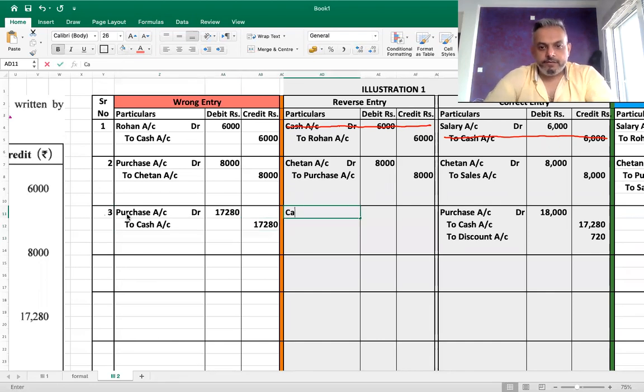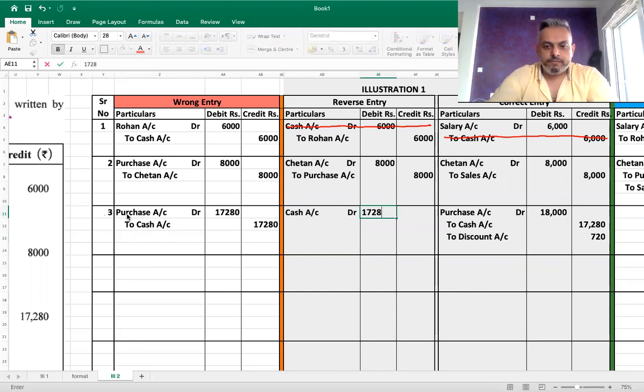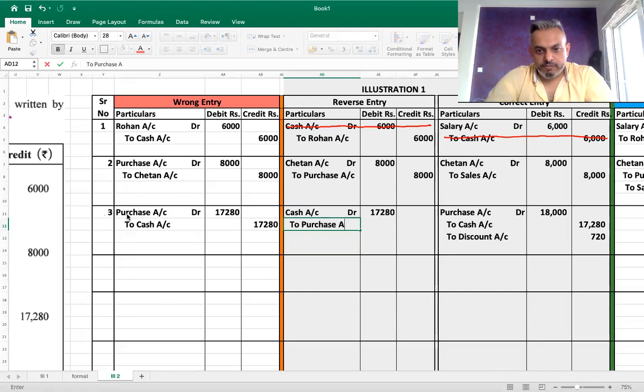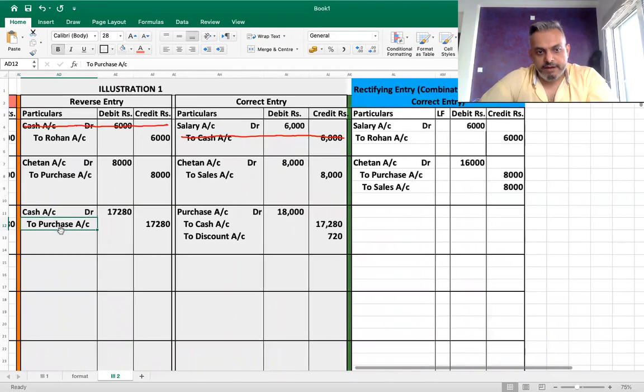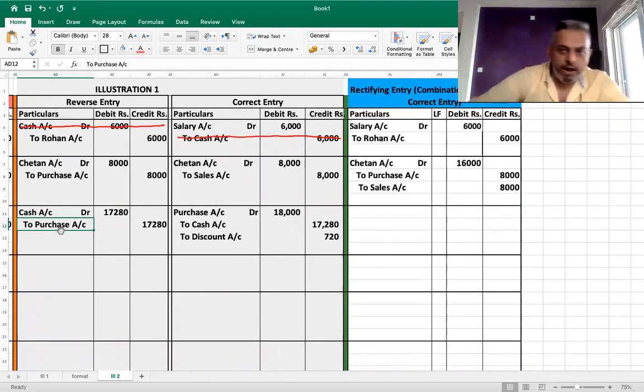Let's reverse it. Cash account debit to purchase account. Now we have to combine the reverse entry and the correct entry. So I want you all to try the entry. Try combining the entry on your own. बहुत बढ़िया. Now over here let's combine.